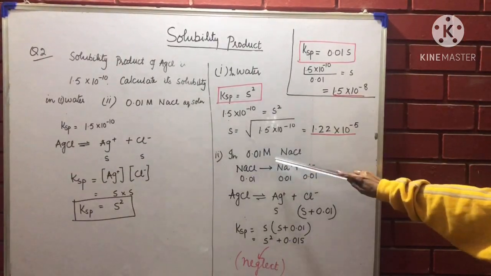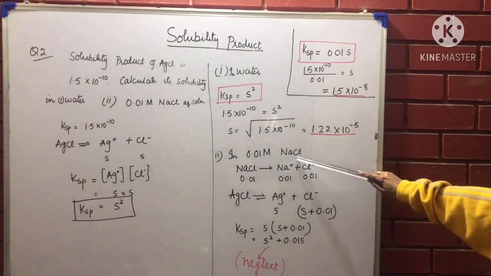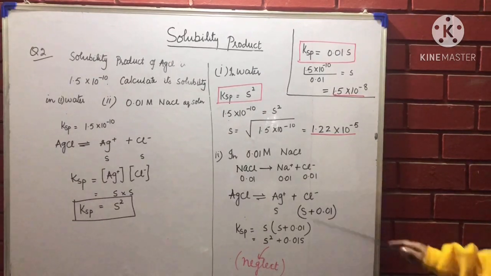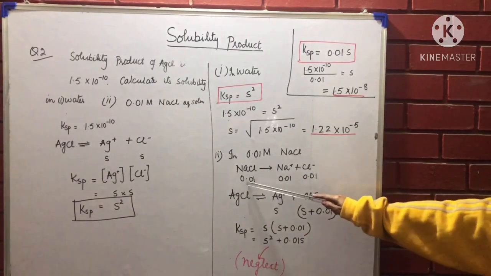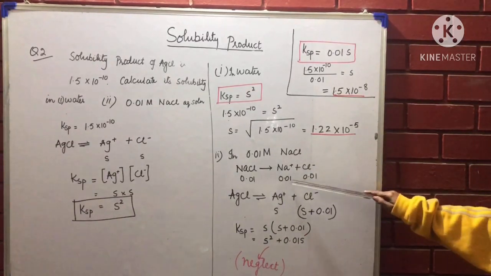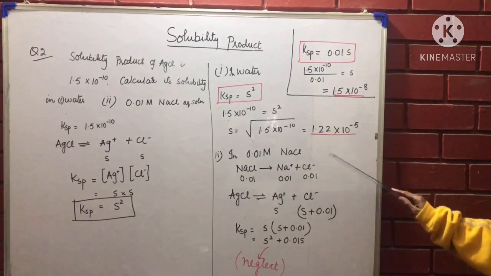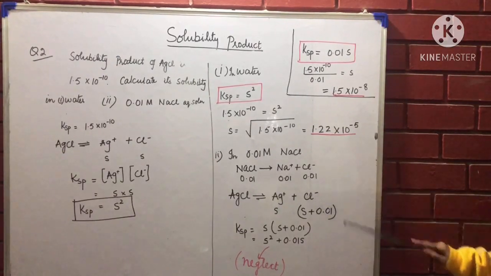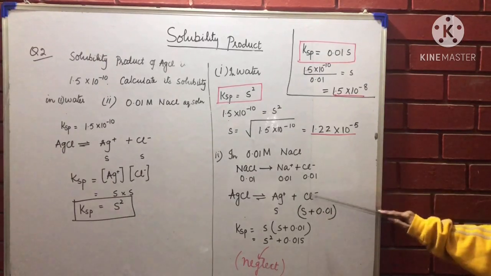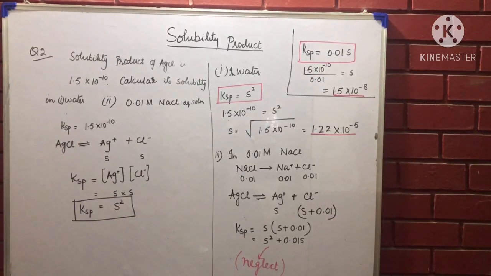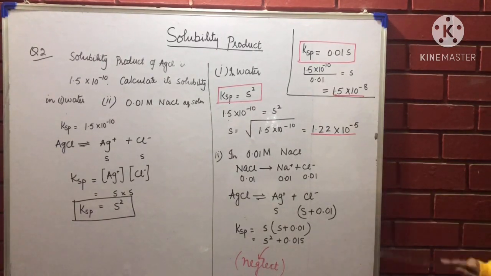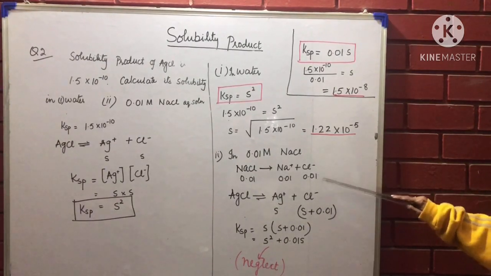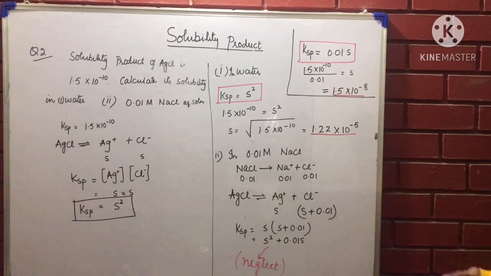This is to be found out in 0.01 molar NaCl solution. Then I know NaCl is a strong electrolyte. If it is 0.01 molar, 0.01 molar of NaCl will give 0.01 of sodium, 0.01 of chloride. Chloride and chloride are common here. So common ion effect will take place and the chloride ions have been increased by 0.01. So silver ions are S, but chloride ions also include this, so S plus 0.01.